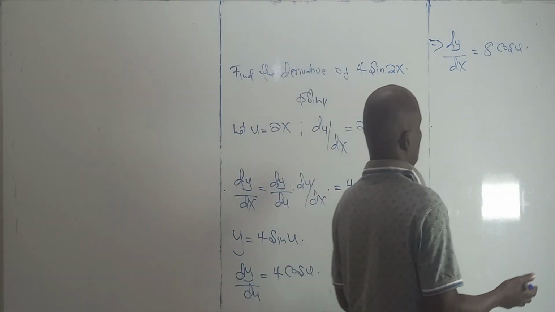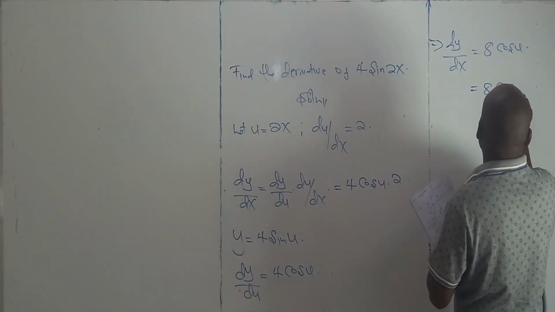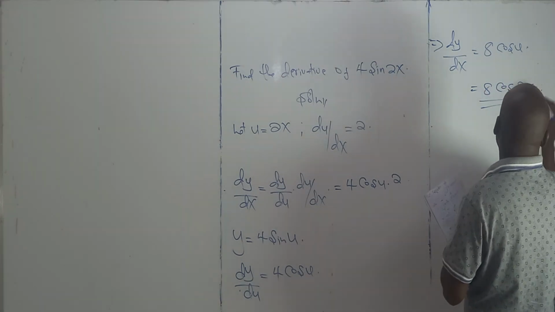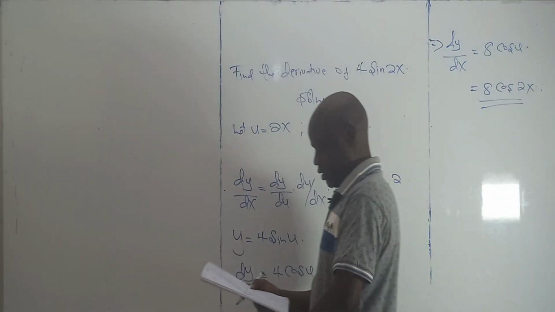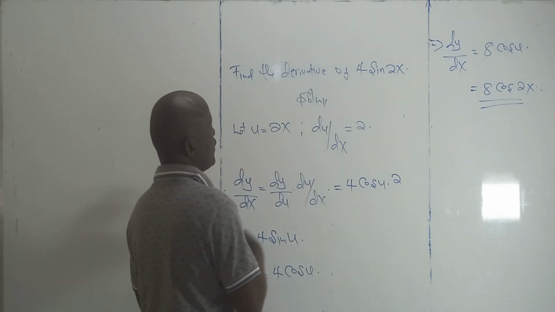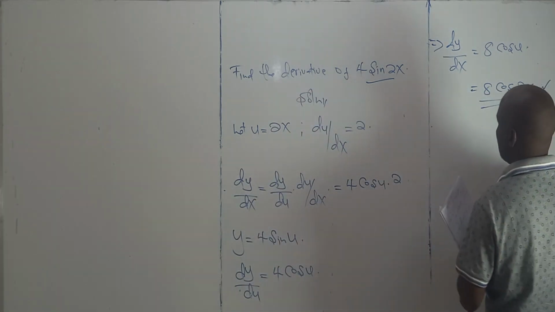But what was u? So we say it's 8 into cosine of 2x. 8 into cosine of 2x. And that's the derivative of this. So the derivative of this is that.